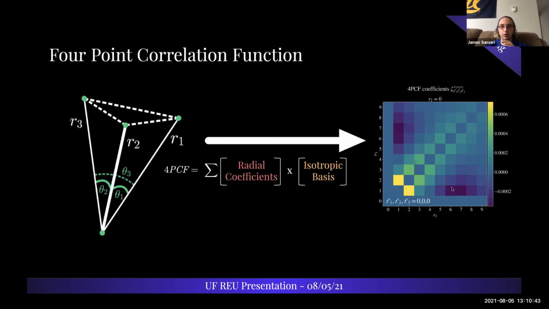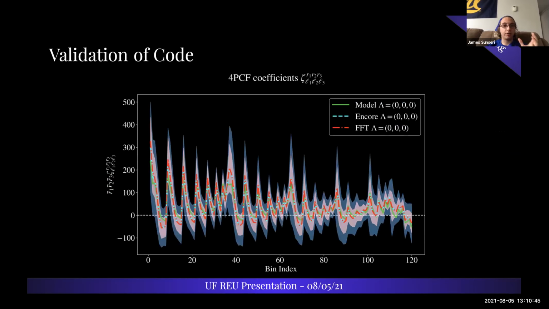And when we compare this to other code and the analytical model, we see nearly perfect agreement. We ran our code on 10 realizations of a Gaussian random field and took the mean as well as the standard deviation. The shaded region is the standard deviation, and the solid and dashed curves are the mean. On the x-axis, we have a bin index, just looking over all the unique bin combinations. And on the y-axis, we have those radial coefficients multiplied by a scaling factor of r's. But that's not super important.